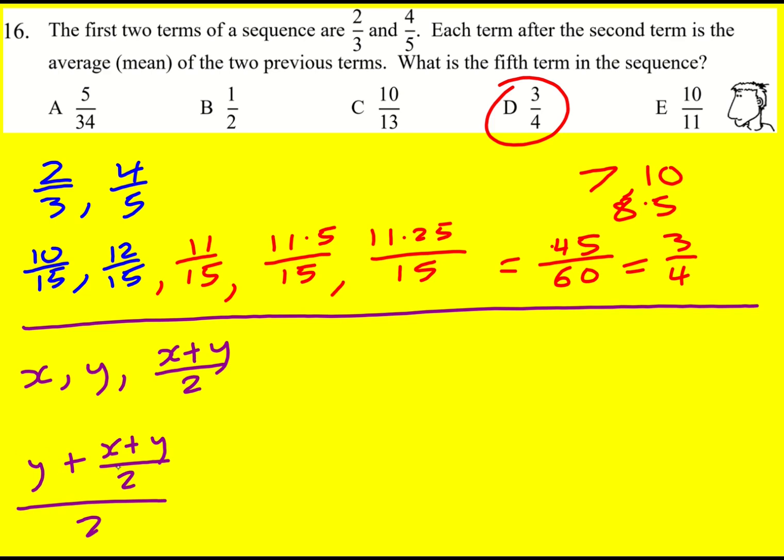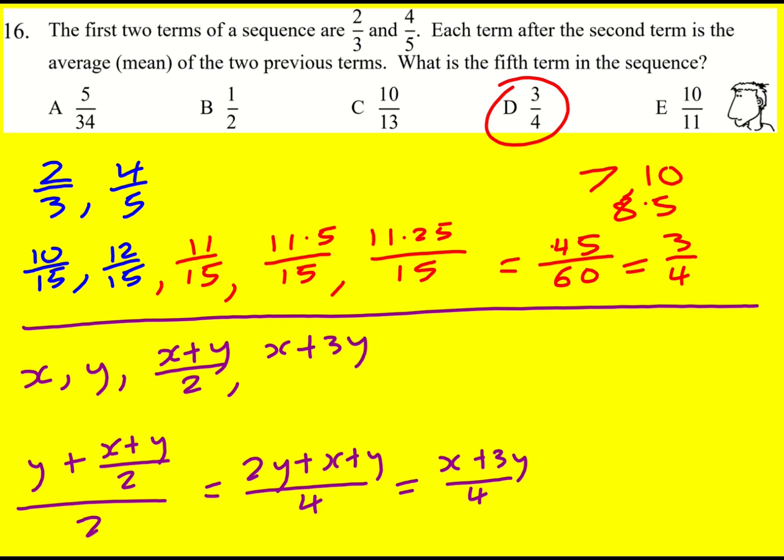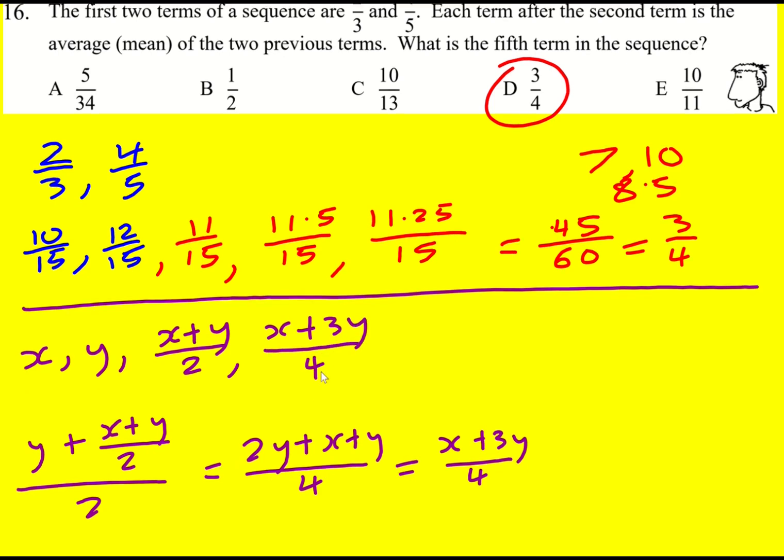You could put the numerator over a common denominator, but there's a quicker way to do it. We can just times the top by 2 and the bottom by 2, which makes it 2y plus x plus y all over 4, or x plus 3y over 4. So that is our fourth term for any two fractions x and y.